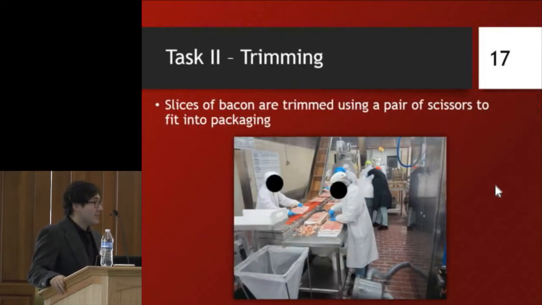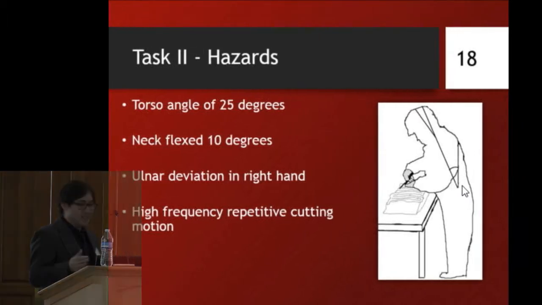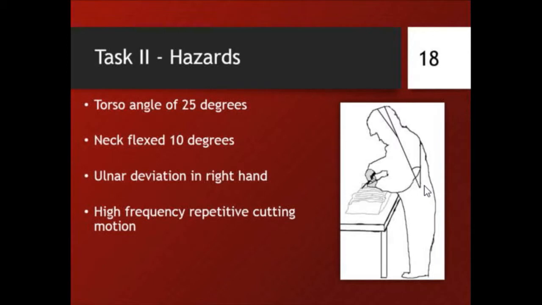The second task involved using scissors to trim bacon to ensure that it fits into the appropriate packaging. This task involved a static torso flexion of 25 degrees during the entire work cycle, as well as neck flexion at 10 degrees, significant ulnar deviation in the dominant hand, and high frequency of repetitive cutting motion.